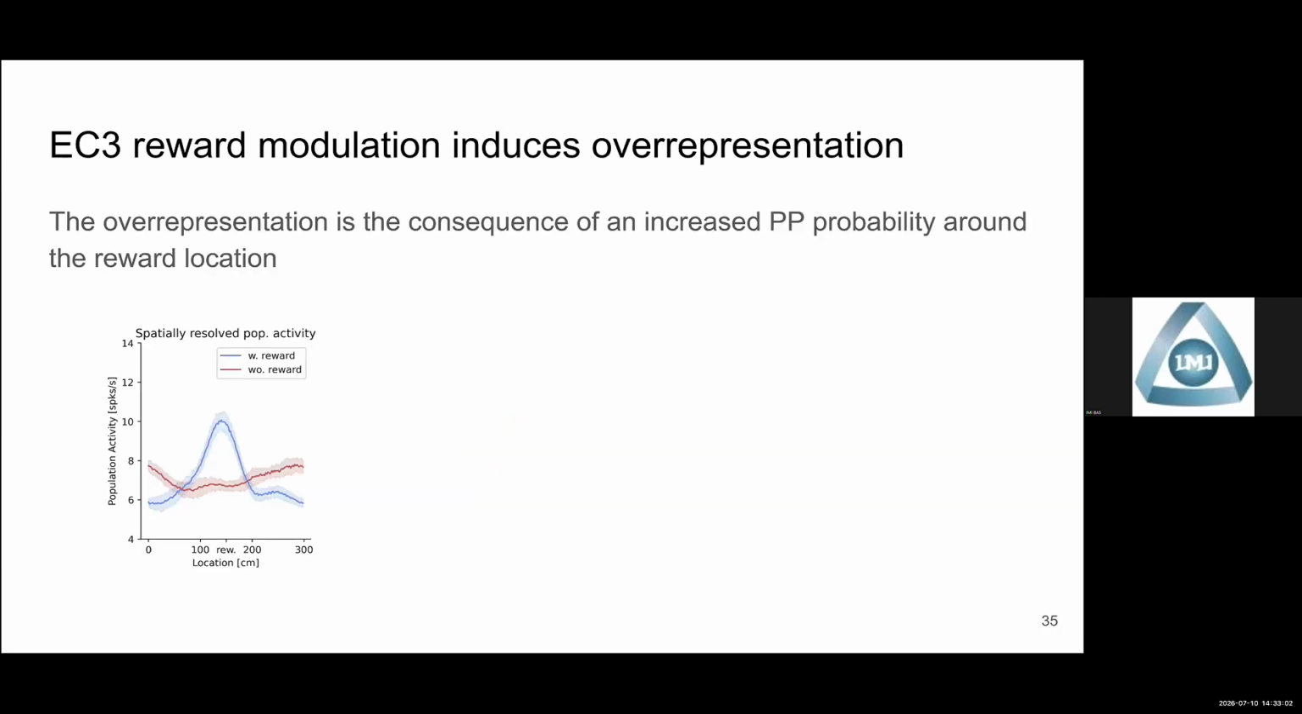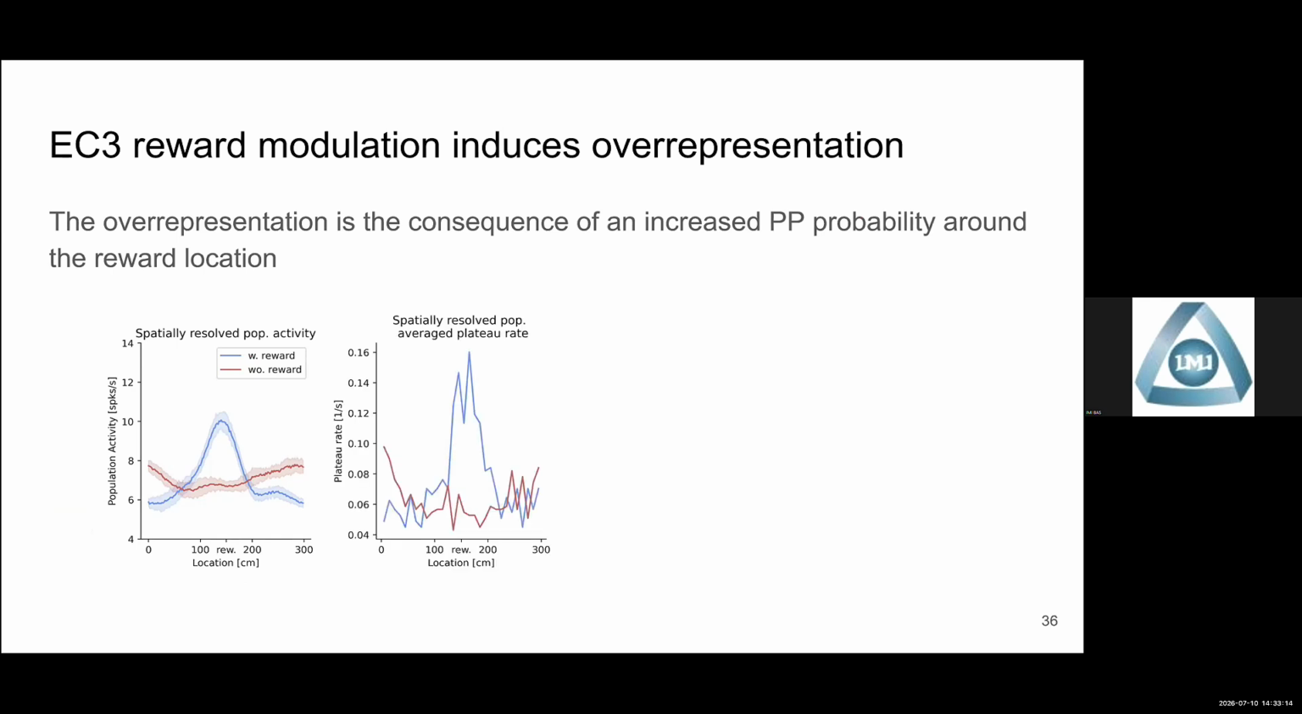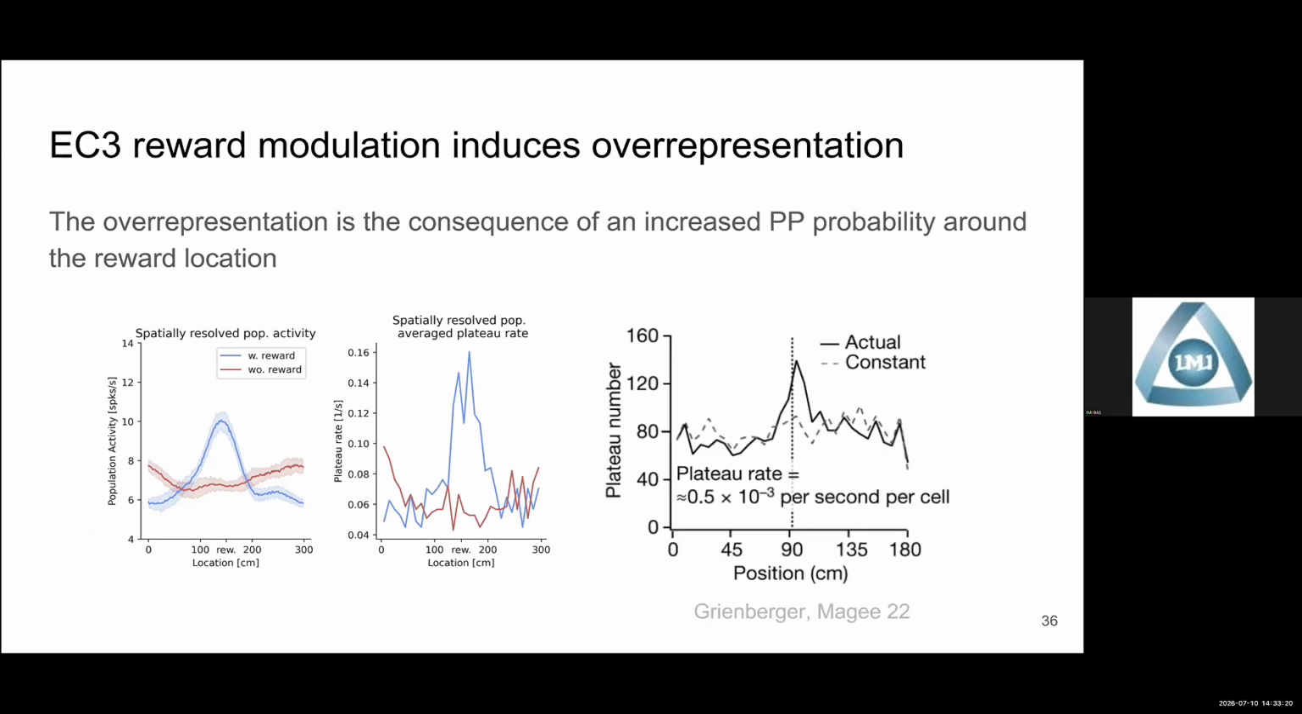If you compare the population average activity as a function of the location with reward and without reward, without reward it's fairly flat, and with a reward you have overrepresentation. This is explained in the model by a higher plateau rate around the reward, right? This is what you would expect. And this is also what you measure, that the plateau rate is higher around the position of the reward.